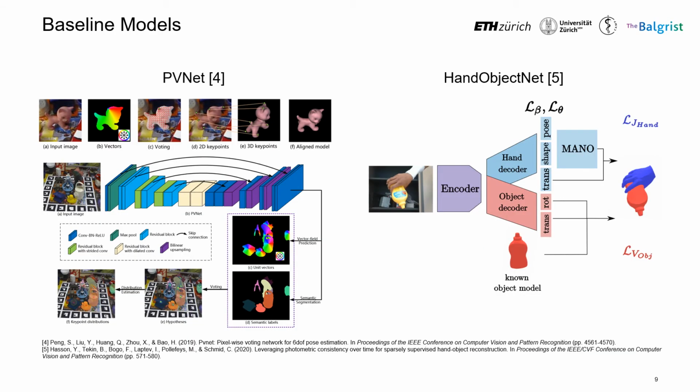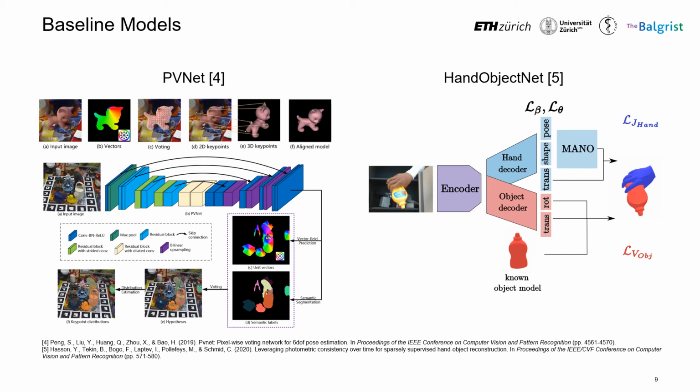We trained and evaluated 3 baseline models on our datasets. First, we used PVNet, an object-only pose estimation model, which recovers the 6D pose indirectly by estimating a dense vector field of 2D unit vectors that point towards predefined 3D key points on the object's surface.